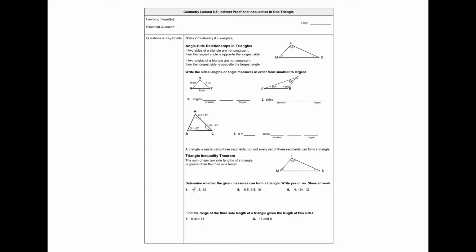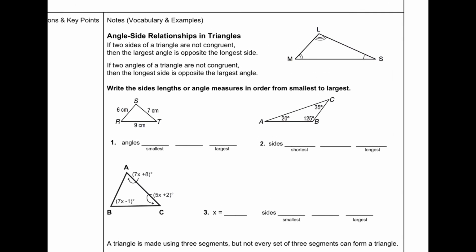All right, 5.5, triangle inequalities. So let's talk about this. We have this cool idea here that if two sides of a triangle are not congruent, then the largest angle is opposite the longest side.